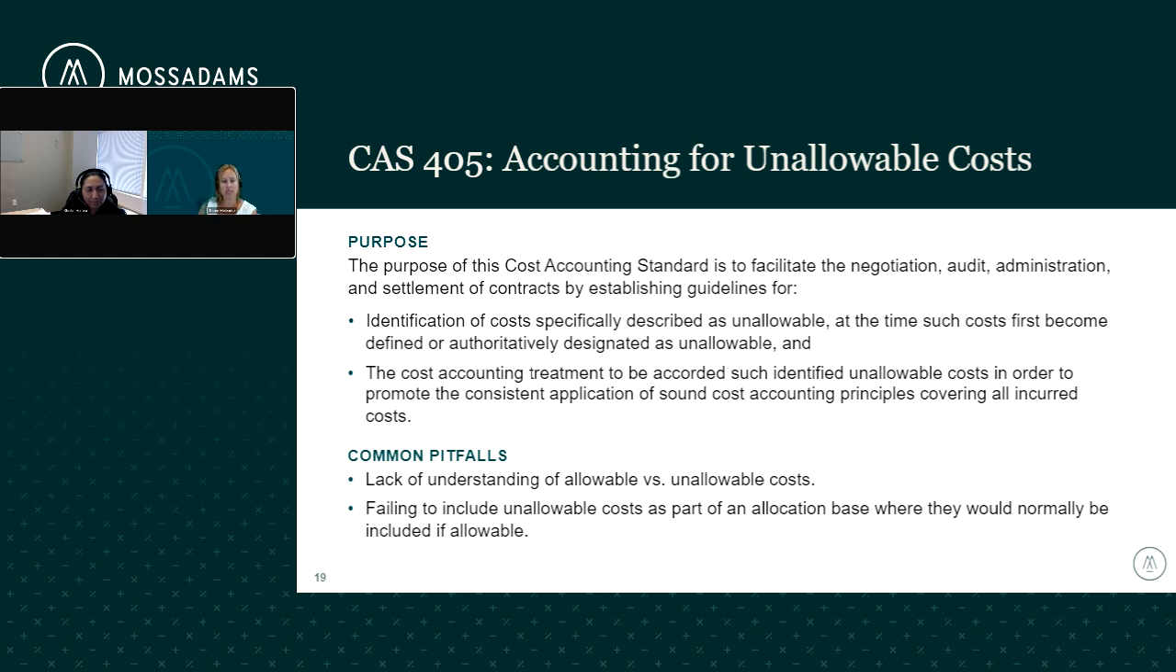So some examples of expressly unallowable costs would be alcohol, penalties, advertising, lobbying, bad debt expense, and things that might be mutually agreed upon to be unallowable might be like in the situation I mentioned earlier, where you might not be able to bill direct travel or materials to a contract. So that would be an example of something that's unallowable. And common pitfalls, like I think I've already covered those, like lack of understanding of what's allowable versus unallowable in either of those situations, and then also failing to include those unallowable costs as part of the allocation base when they normally would have been if they were allowable.